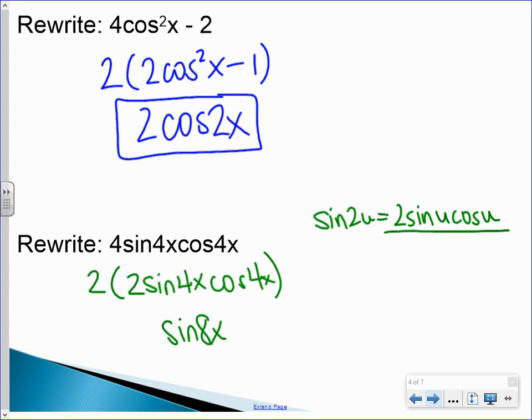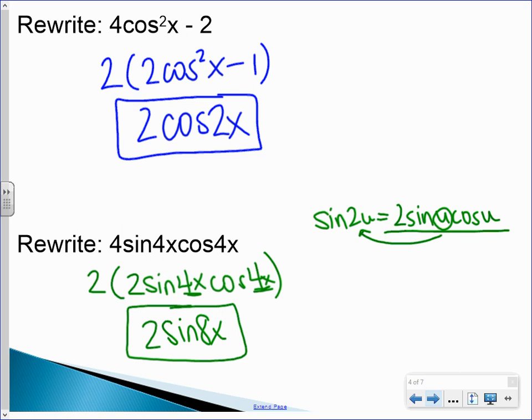If our angle is 4x, and when we use the formula the angle goes from u to 2u, our angle is going to double when we apply that formula. So when we rewrite it, we have 2 sine of 8x. Okay with that? Those are a couple types of problems that you'll see in your homework tonight.